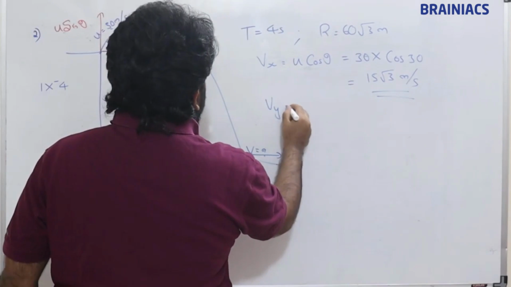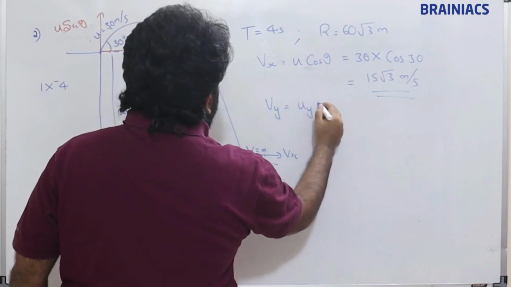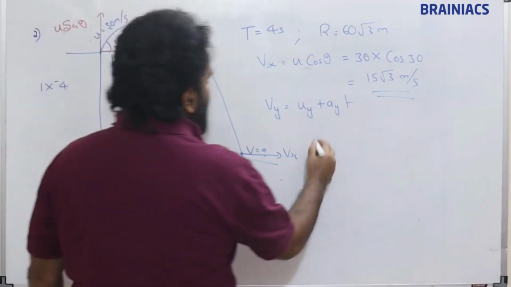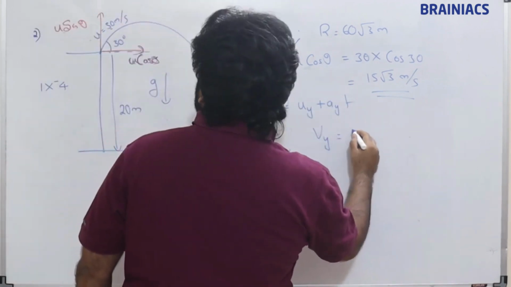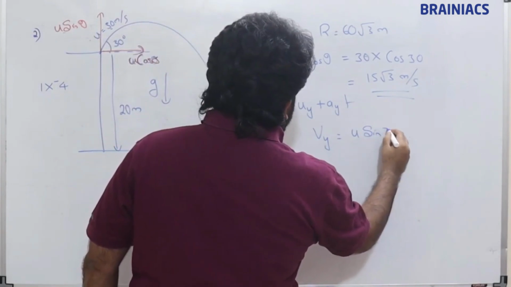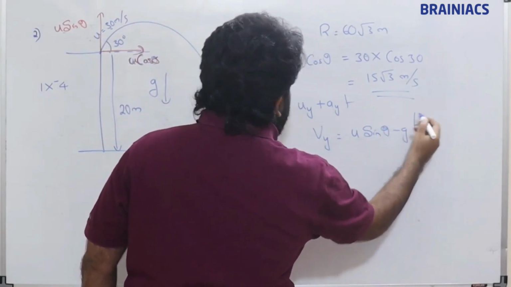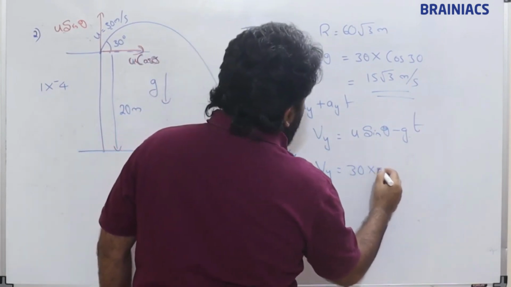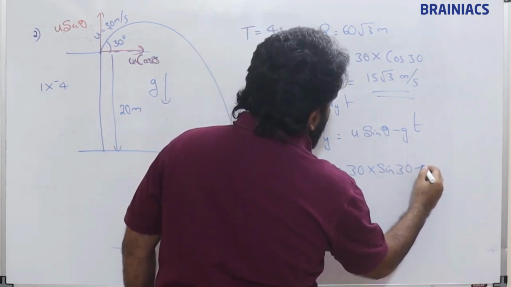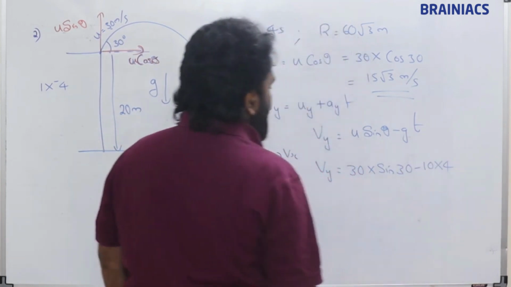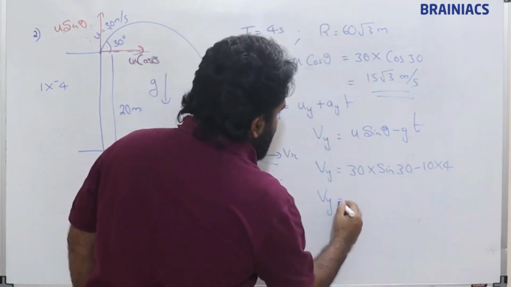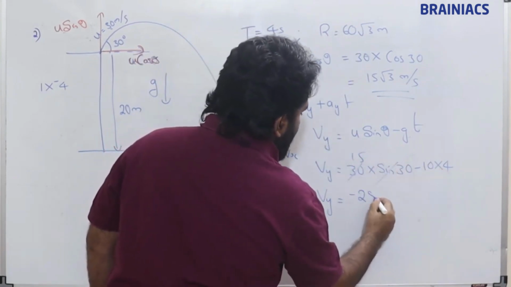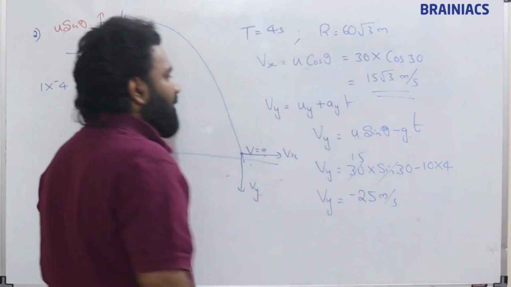Vy is equal to Uy plus ay into t. So Vy is equal to u sin theta minus gt. So Vy is equal to 30 into sin 30 minus 10 into 4. So Vy is equal to 15 minus 40, we will be getting minus 25 meter per second.